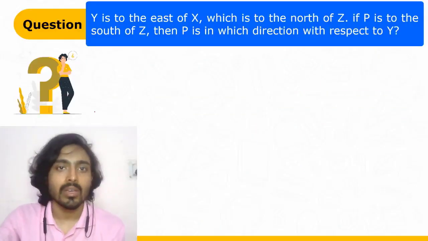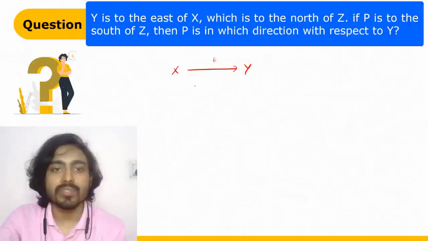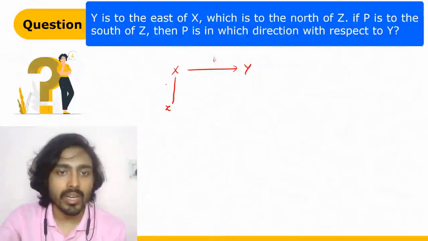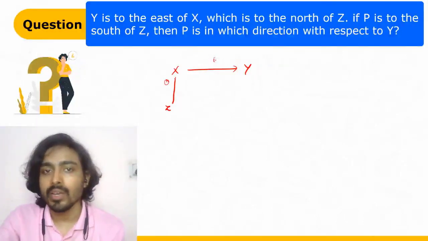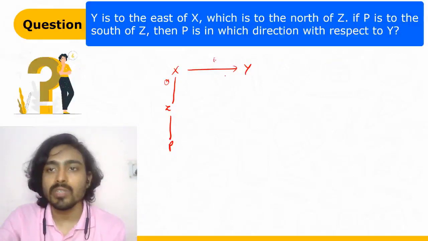Let's move ahead. Y is to the east of X. So here it is X, here it is Y in east. Which is to the north of Z. So Z is somewhere here and X is in the north of Z. Now P is to the south of Z. So P is somewhere down. Then P is in which direction to Y?